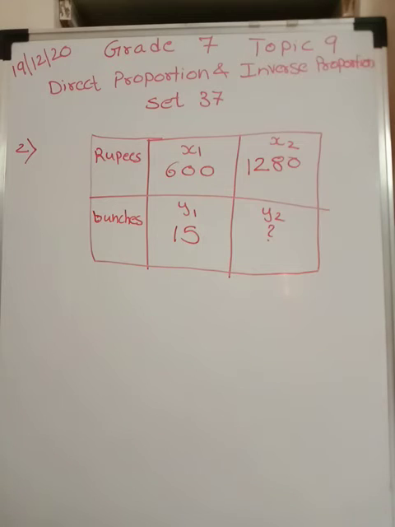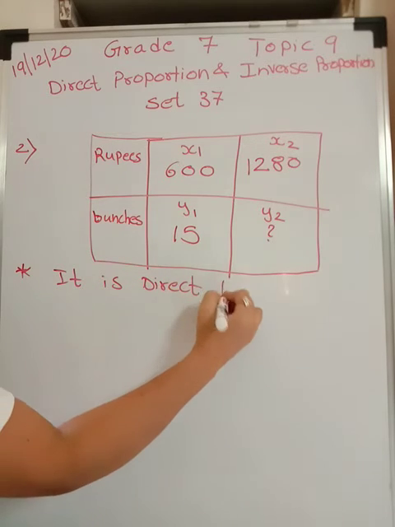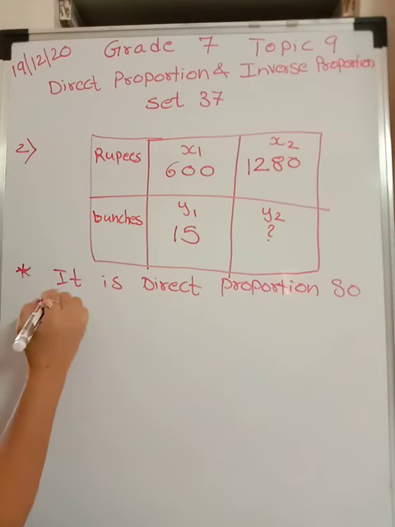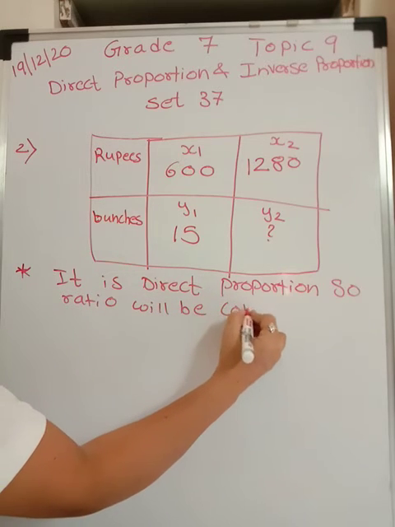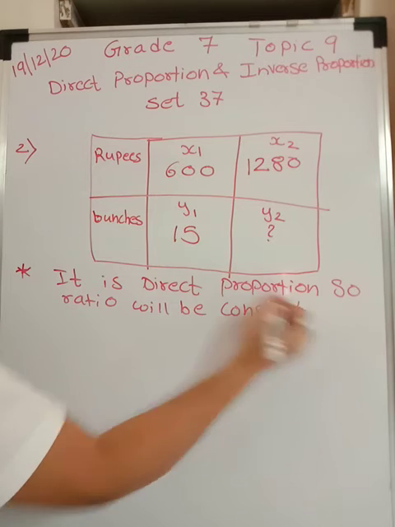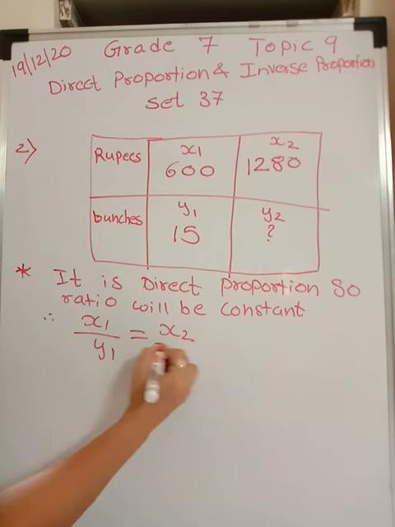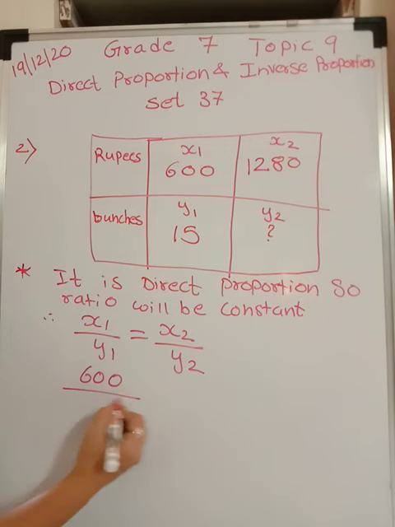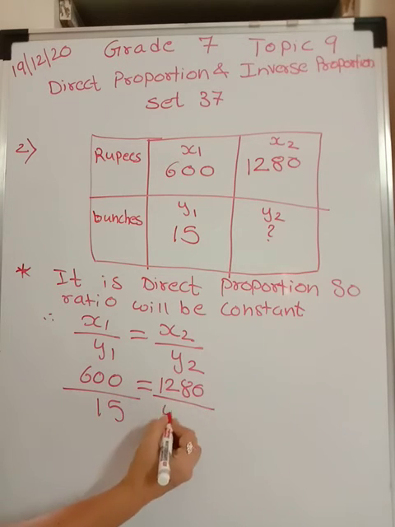Now, the more the bunches, the more the cost. So first, your sentence should be what? It is direct proportion. So the ratio will be constant. Therefore, x1 upon y1 will be equal to x2 upon y2. Now substitute: 600 upon 15 will be equal to 1280 upon y2.